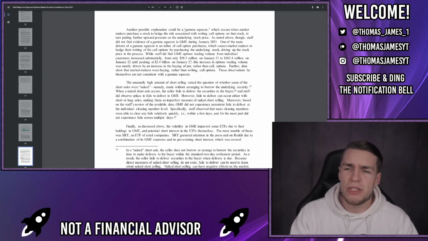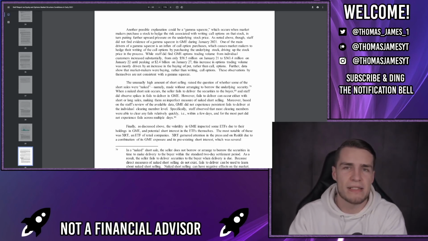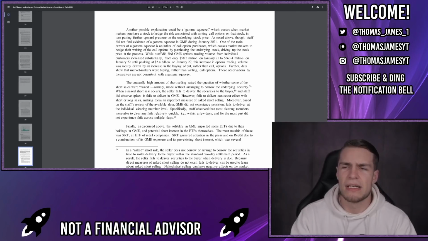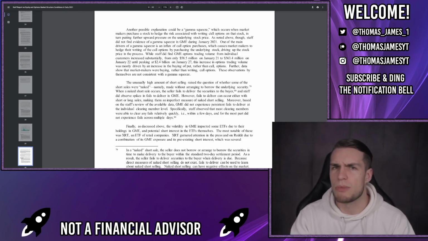Another possible explanation could be a gamma squeeze, which occurs when market makers purchase a stock to hedge the risk associated with writing call options on that stock, in turn putting further upward pressure on the underlying stock price. Because obviously if market makers have written tons and tons of call options that are now in the money, they should theoretically purchase that stock to hedge their risk. But as noted above though, staff did not find evidence of a gamma squeeze in GameStop during January 2021. Does that mean that market makers didn't actually hedge that risk for all of those written call options?